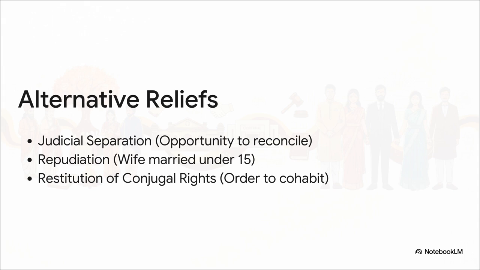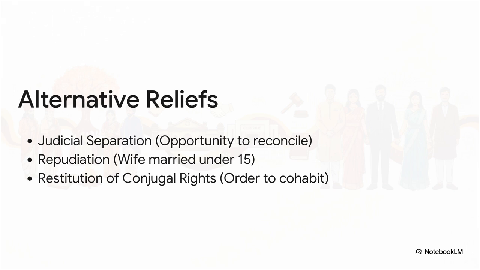Then there's repudiation. This protects young women by allowing a wife who is married under the age of 15 to legally repudiate or reject the marriage before she turns 18. Finally, we have the restitution of conjugal rights under Section 9. Basically, if one spouse withdraws from the society of the other without a good excuse, the court can legally order them to resume cohabitation.